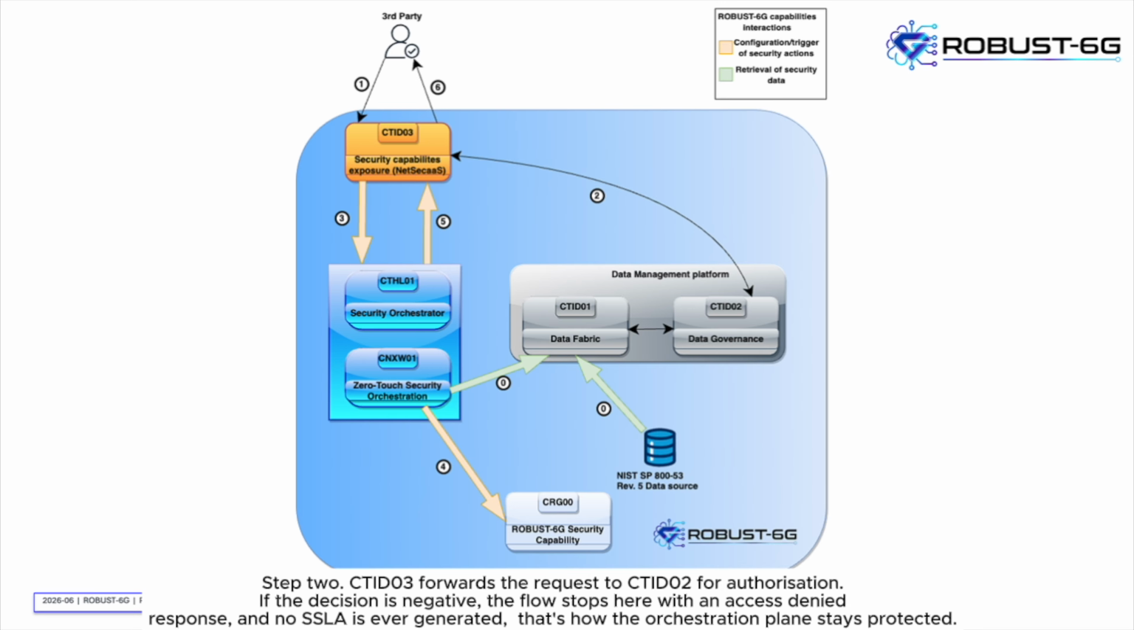Step 2. CTID03 forwards the request to CTID02 for authorization. If the decision is negative, the flow stops here with an access denied response, and no SSLA is ever generated. That's how the orchestration plane stays protected.